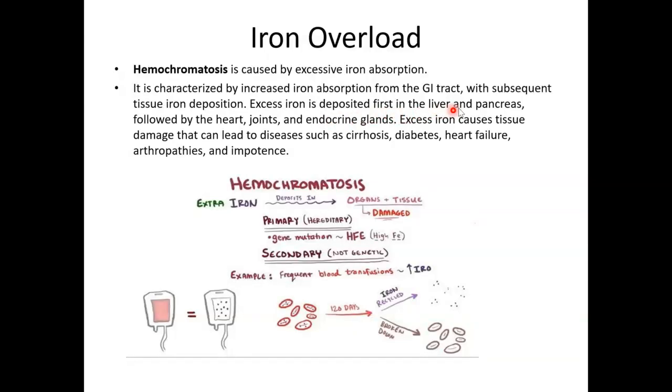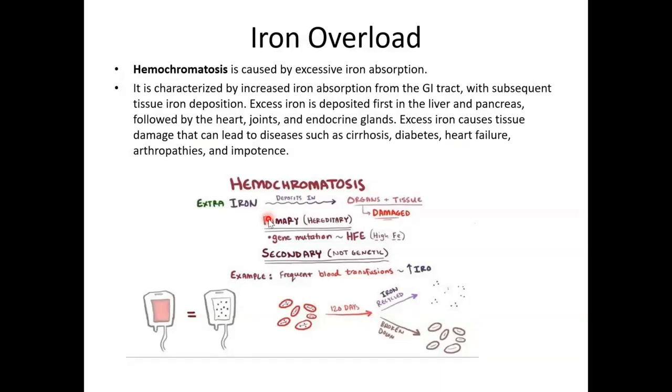Excess iron is deposited first in the liver, it's the main one right here, then the pancreas, followed by the heart, joints, and endocrine glands. Excess iron causes tissue damage that can lead to diseases such as cirrhosis, because that's the first place it gets deposited. Any type of chronic diseases, diabetes, heart failure, arthropathies, impotence, anything can manifest because there's just too much iron. So what happens is there's extra iron, and it gets deposited in these organs and tissues, and then the organs get damaged. And the main organ that it gets deposited in is the liver.